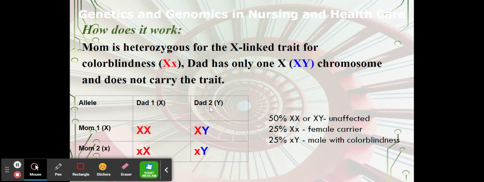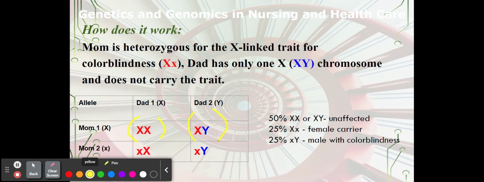So let's see. I kind of already filled this one in, so you don't have to look at my silly handwriting with the stylus. Mom has big X, little x. Dad has big X, Y. So fill out the squares. You go down and across. Our chances are big X, homozygous, dominant, unaffected. Let's get our highlighter out. Okay. Unaffected. Big X, Y. Unaffected. Normal color vision, right?